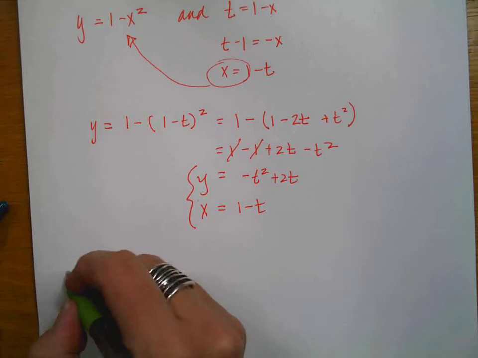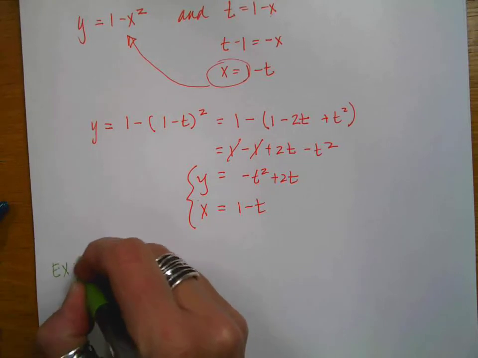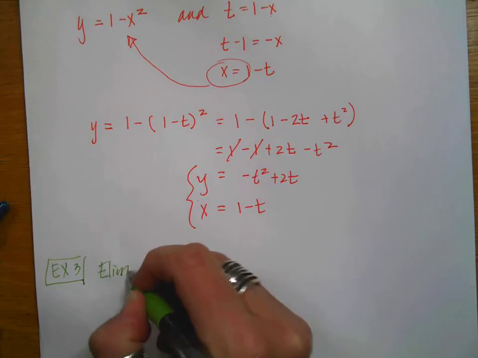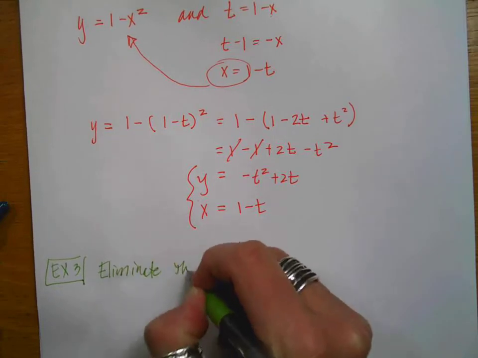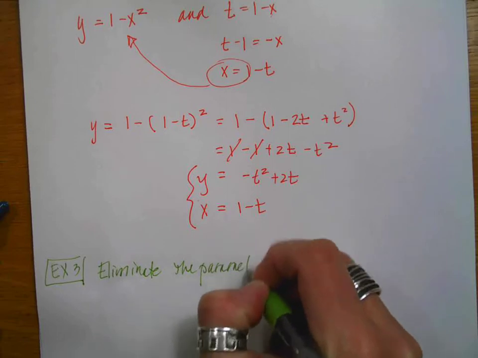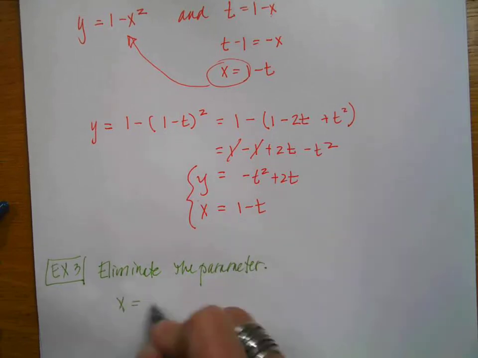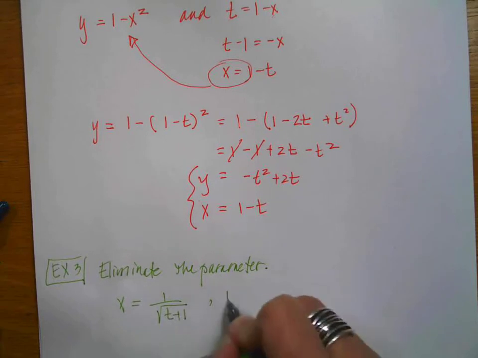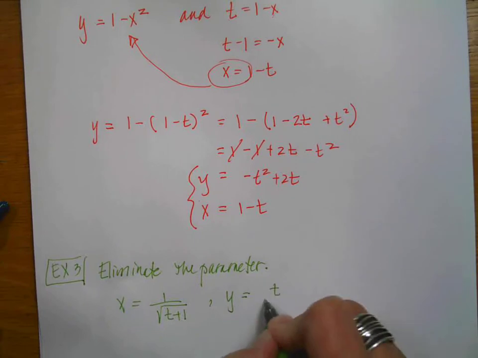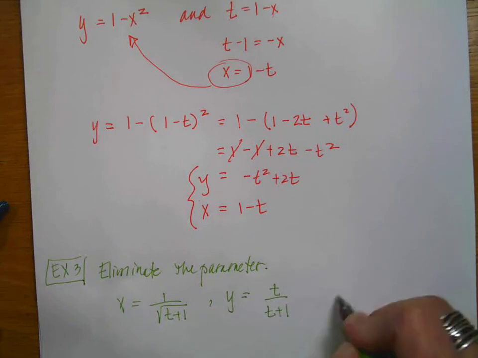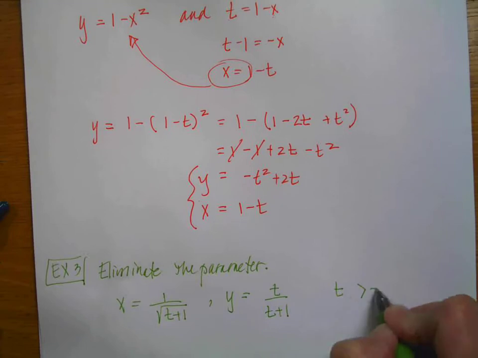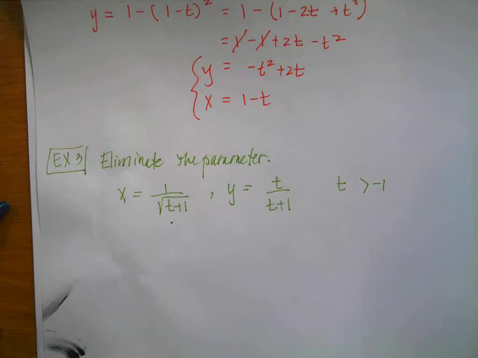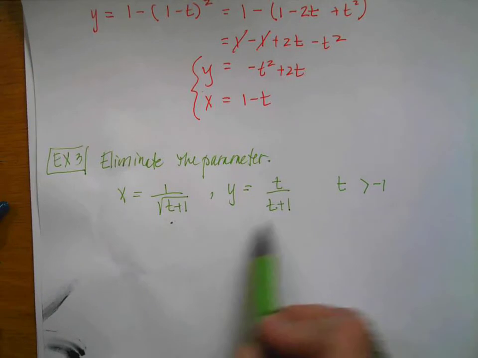All right, let's do one more of these, eliminate the parameter. Actually, I lied, 2 more. So we want to eliminate the parameter. This time we're going to be given x is equal to 1 over the square root of t plus 1. And then the other one is y is equal to t over t plus 1. And notice that t has to be greater than negative 1. Otherwise, the world is going to explode right here.